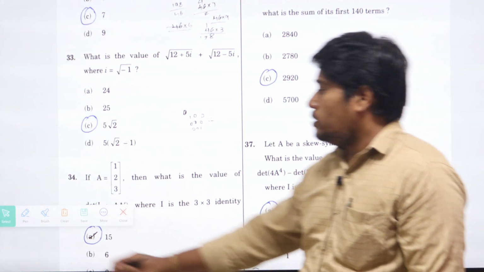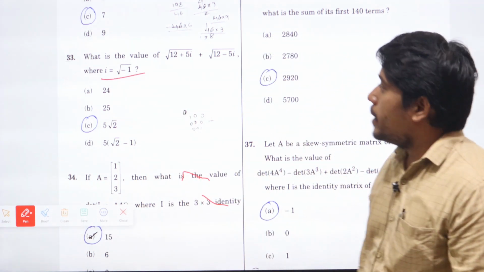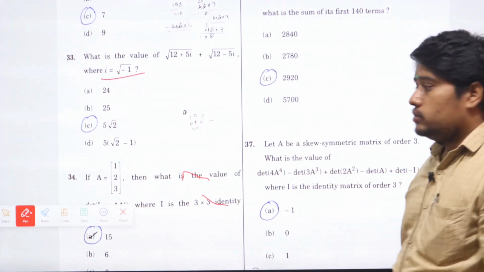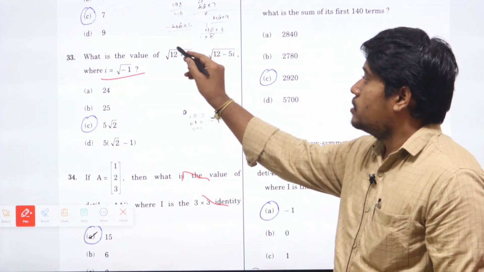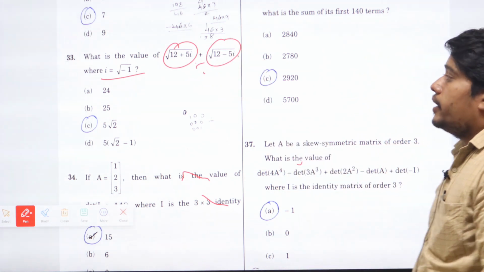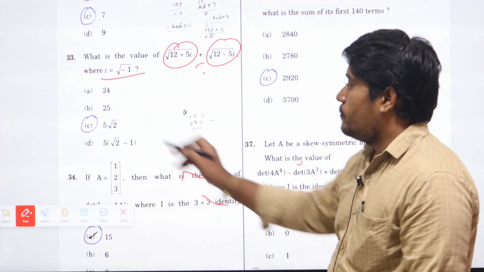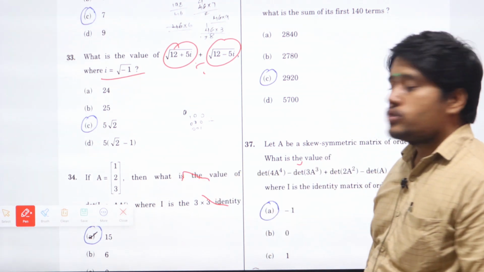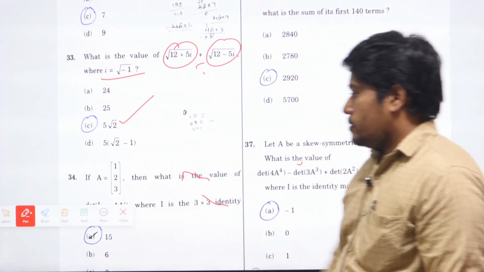So substitute the i value, square root of minus 1. Okay, and we have to square the numbers, square the entire terms using the (a plus b) whole square formula. So we get the final value of 5 root 2. Option C will be the right answer.